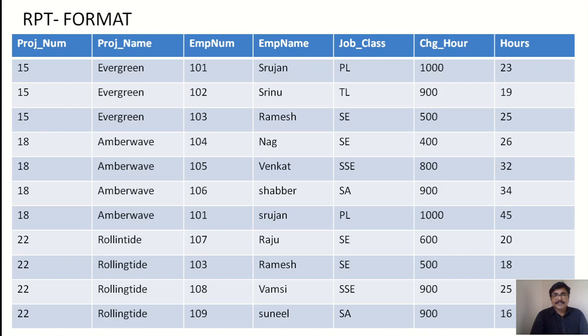Let us note one thing here. We can always minimize the redundancy, but we cannot remove the redundancy. Let us see one by one. The first, second, and third normal forms are applied on this report format relation, and we see how it can be decomposed into tables. The first one is conversion to first normal form.